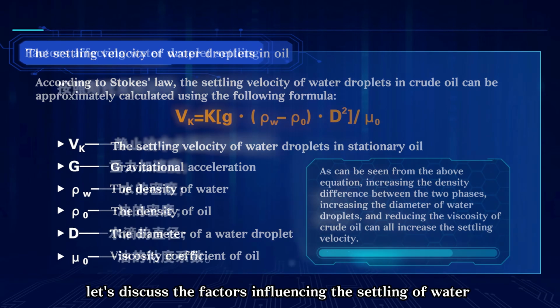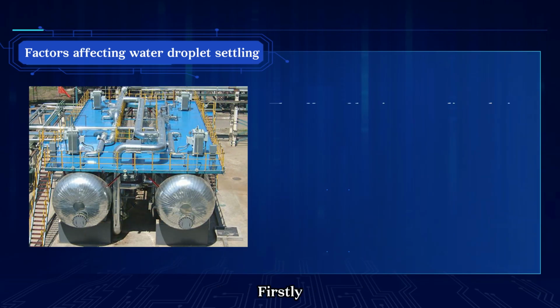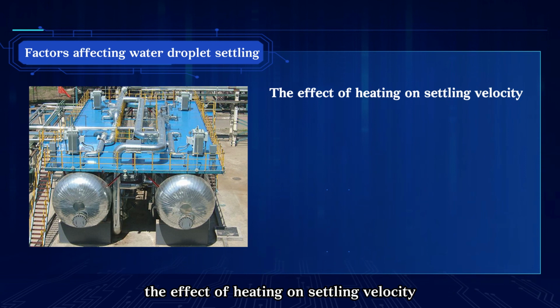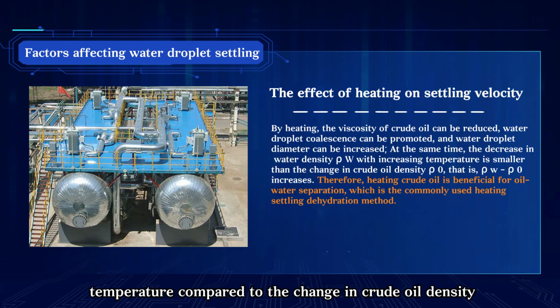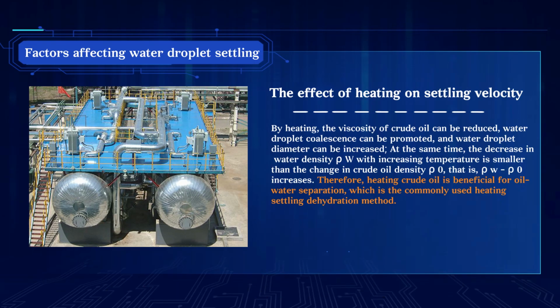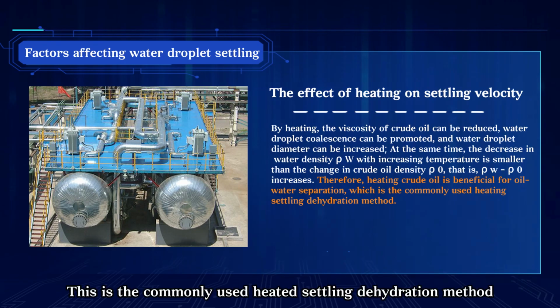Next, let's discuss the factors influencing the settling of water droplets in electric dehydration. Firstly, the effect of heating on settling velocity. From the previous analysis, heating can reduce crude oil viscosity, promote water droplet coalescence, and increase water droplet diameter. Simultaneously, the density of water decreases less with increasing temperature compared to the change in crude oil density, meaning the water-oil density difference increases. Therefore, heating the crude oil facilitates oil-water separation. This is the commonly used heated settling dehydration method.